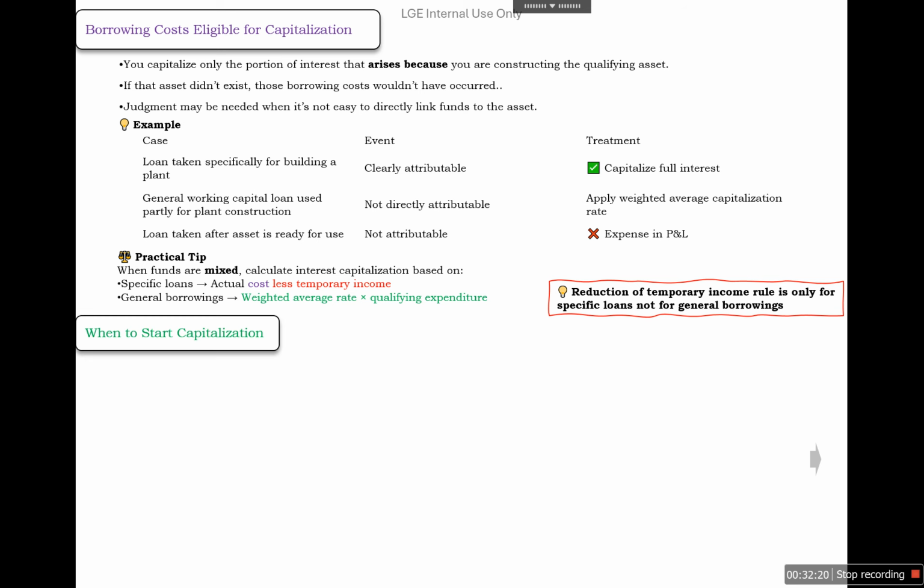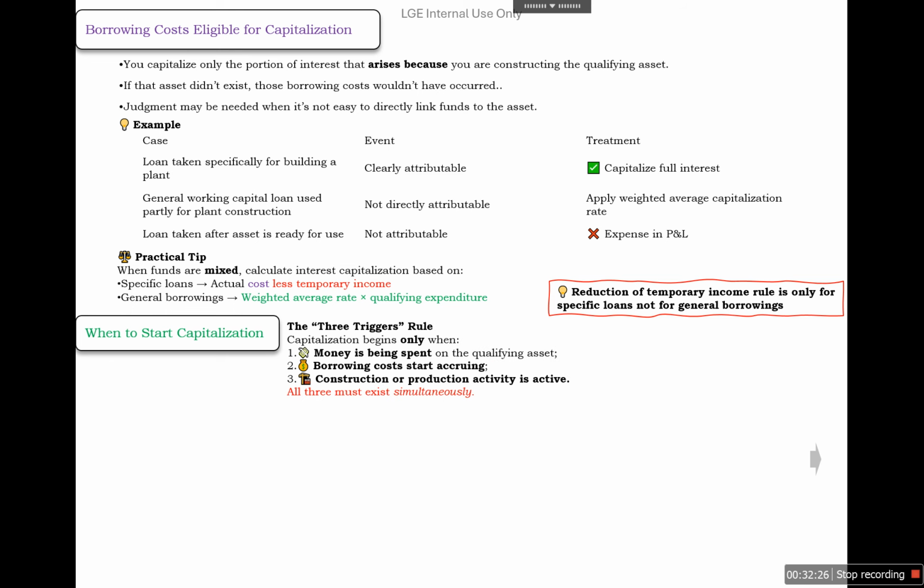And when to start the capitalization, there are three conditions that we need to check. Money is being spent on the qualifying asset, borrowing cost has started, and construction or production activities are active. All three must exist simultaneously. So the first condition is that we have spent money on the qualifying asset, borrowing cost starts accruing, and construction activity has started. For example, on 1st January, we have purchased the land and the loan was not taken. So there is no question of capitalization because there is no borrowing cost.